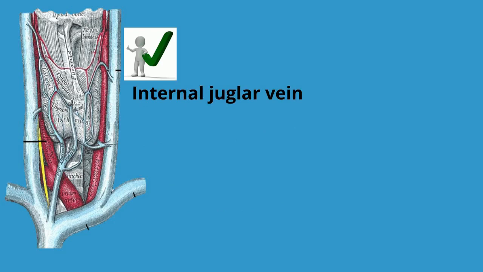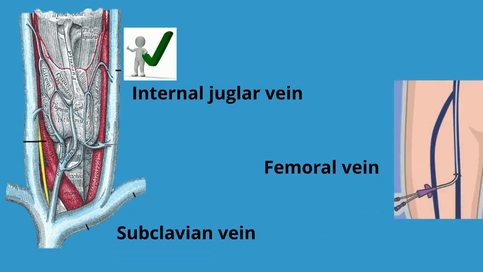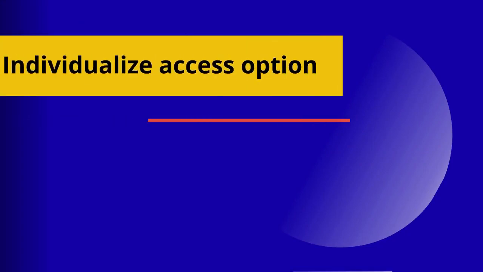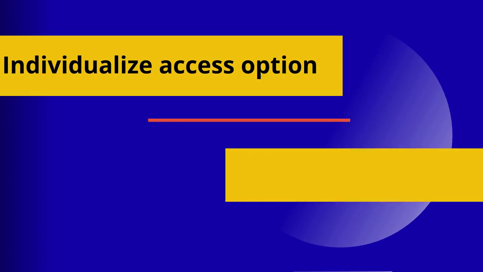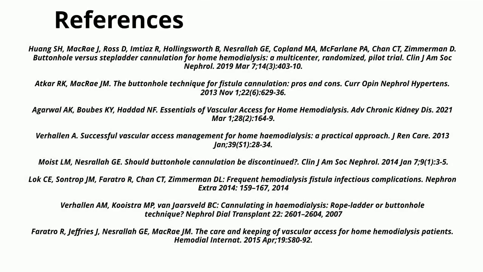Other sites like subclavian vein and femoral vein are avoided as they are associated with high incidence of central vein stenosis and infection respectively. In summary, it is important to individualize the home hemodialysis access option and maintain aseptic precautions at all times. We have completed the module on home hemodialysis access.